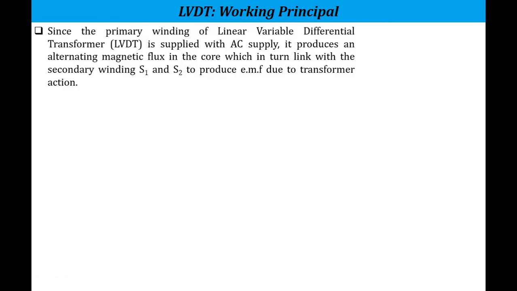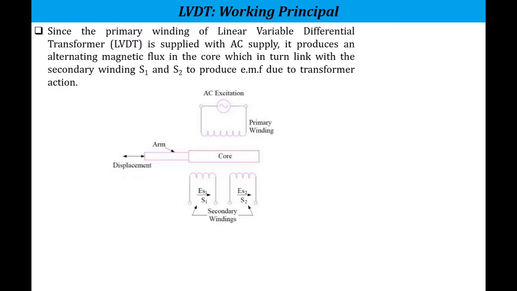Now we know that as the primary winding of this LVDT is supplied with an AC supply, it produces alternating magnetic flux in the core, which in turn gets linked to the secondary windings, that is S1 and S2, and it produces EMF due to transformer action. So this is the figure. Here you will observe that this is the core, this is the arm. Now the displacement will be either on the left-hand side or on the right-hand side. AC supply is given to the primary winding.